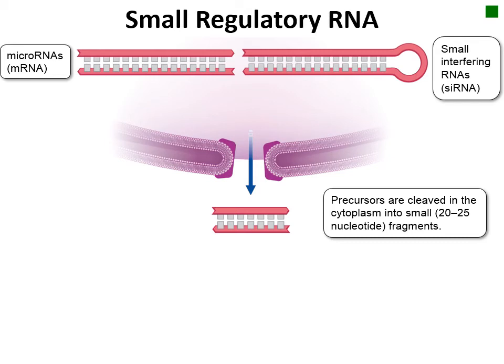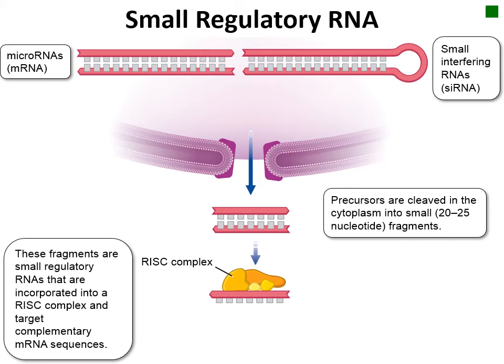And a single strand of that fragment is incorporated as part of the RNA-induced silencing complex, or RISC. The single-strand RNA will form complementary base pairs with various messenger RNA molecules, causing them to either be degraded if the regulatory RNA exactly matches the messenger RNA, or inhibiting translation if there are some mismatches between the sequence of the regulatory RNA and the messenger RNA.